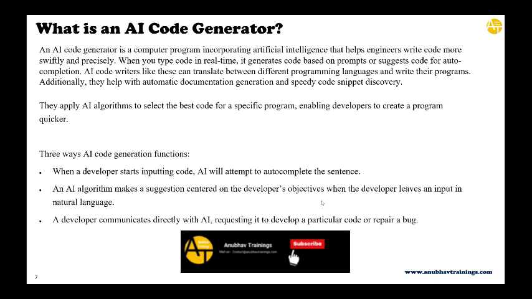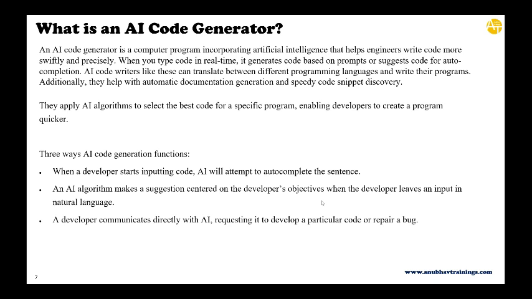When a developer starts inputting the code, AI will attempt to autocomplete the source code line. For example, you're writing a loop in JavaScript code, it will complete your loop with the required variables and extract the components of the JSON and populate local variables to do the required processing.